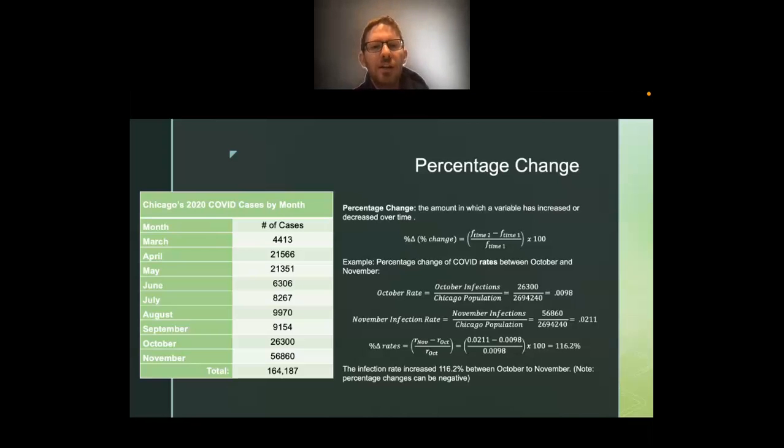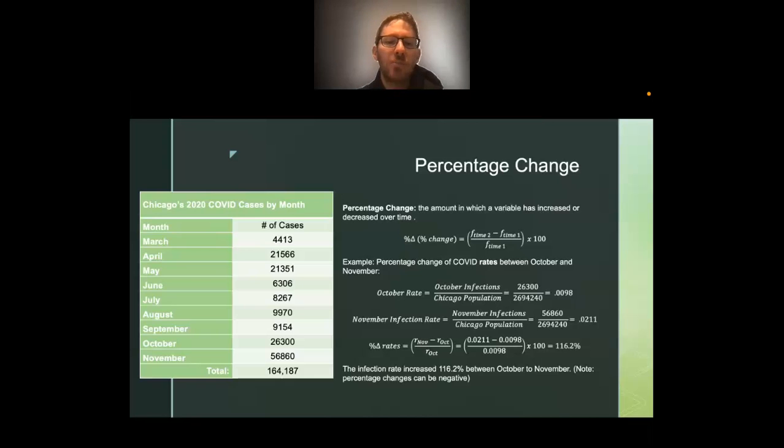You can do a percentage change just of cases, but I wanted to get a little bit more complicated and do a percentage change of COVID rates. That means we have to calculate the rates of the months before we do the percentage change. So let's do the October rate and the November rate, and then see what was the percent change of the rate between October and November.